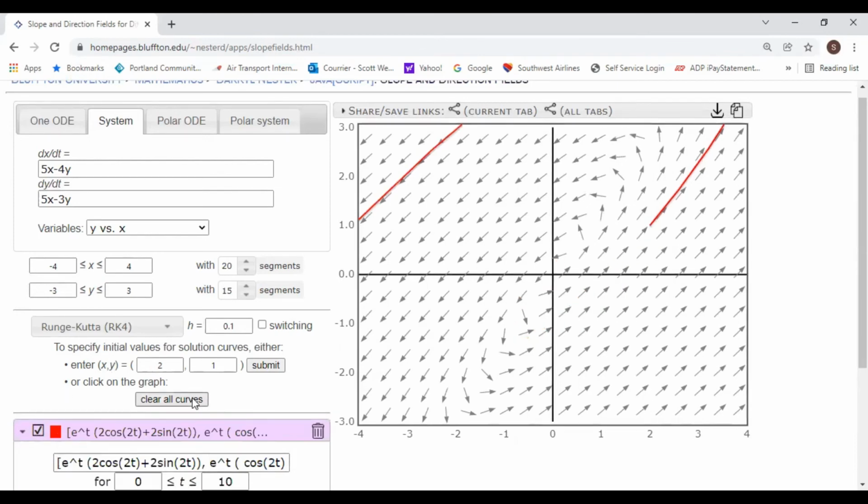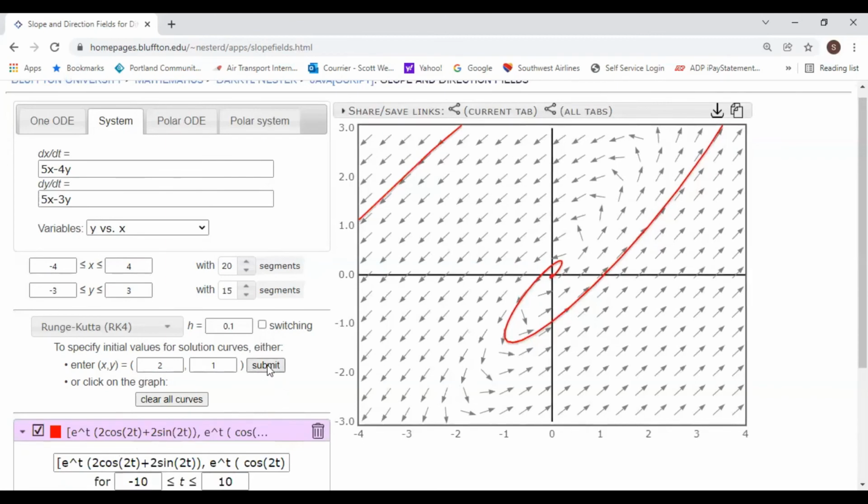So if I clear all my curves and I just put this one in, I need some negative values of t to get closer to the origin. Then that is now my solution curve as graphed, just as a function. Now I submit this and look at the solution curve that Bluffton generates. So take this one off and we can still see the Bluffton one.